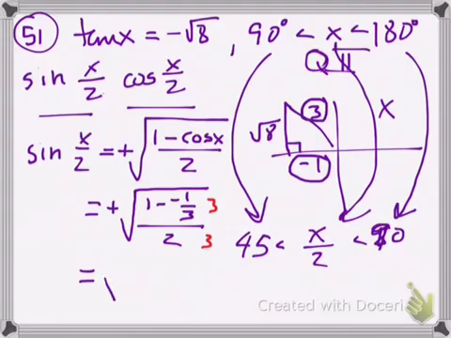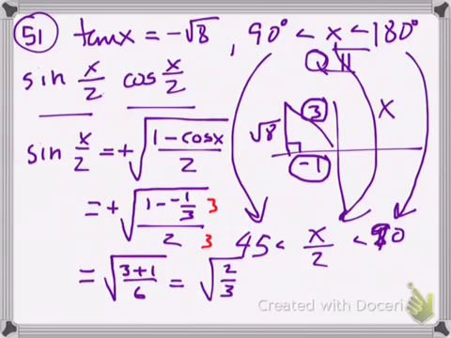So here we would have 3 plus 1 over 6 when we distribute the 3 top and bottom. That's the square root of 4 over 6. Square root of 2/3. That's how I would prefer that answer be given.